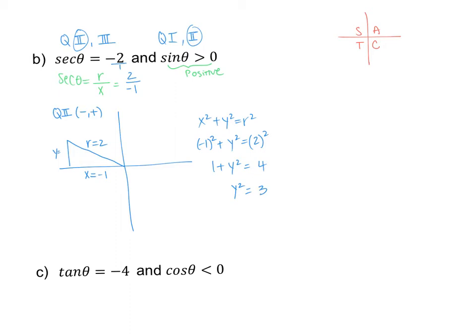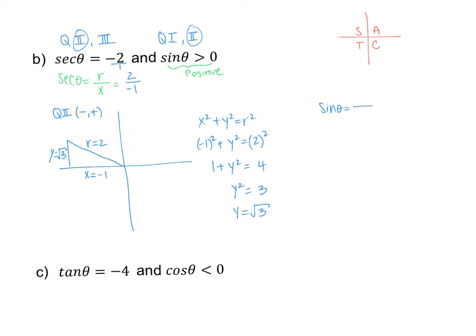Yep. And so if I take a square root, this would be root 3. So that tells me that my y value here, let me go ahead and write that a little bit bigger, is root 3. All right, now that I have all 3 sides of the triangle, I am ready to figure out all the 6 trig values.